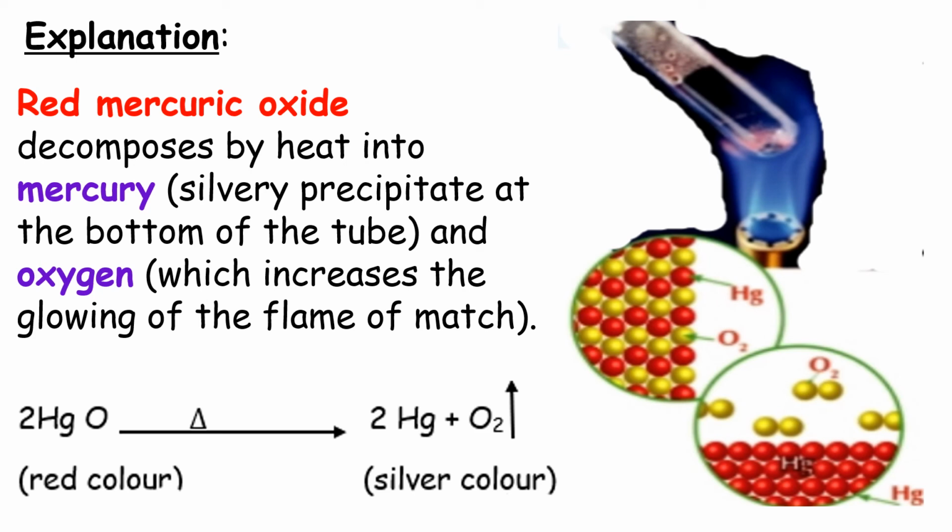Explanation الشرح الكلام اللي حصل ده ايه؟ ان الريد ميركوريك اوكسايد اللي كان في التست تيوب حصل له ايه؟ Decomposes يعني تفكك by heat into mercury اللي هو silvery precipitate. يعني ايه؟ راسب فضي، هو بيبقى لونه فضي الميركوري at the bottom of the tube and oxygen غاز الأكسجين which increases the glowing of the flame of the match. يعني الشعلة بتاعت عود الكبريت بتزيد نتيجة وجود الأكسجين.